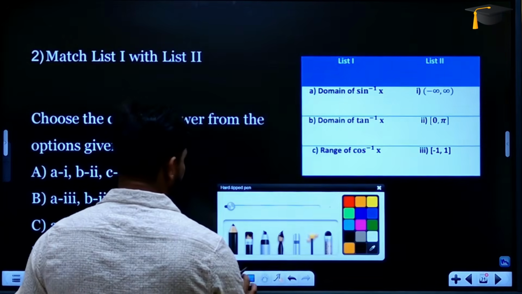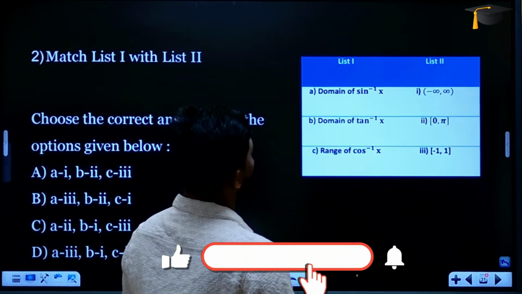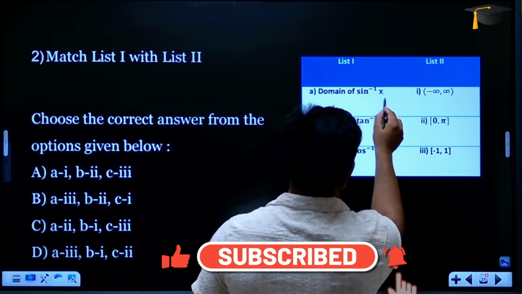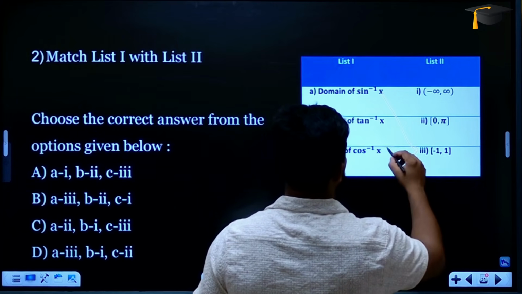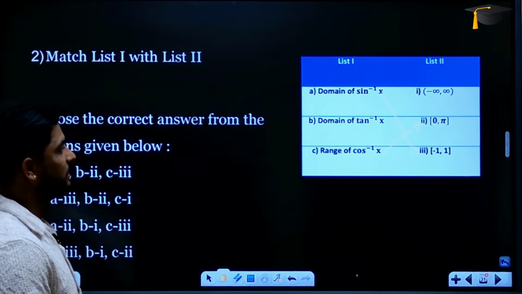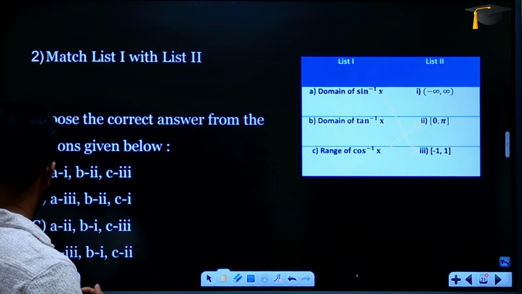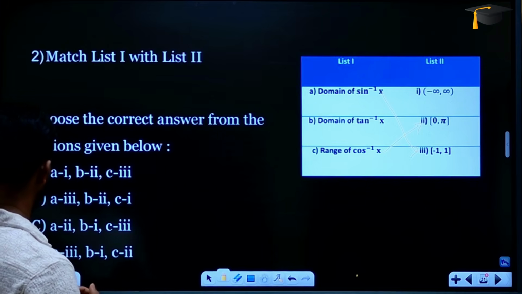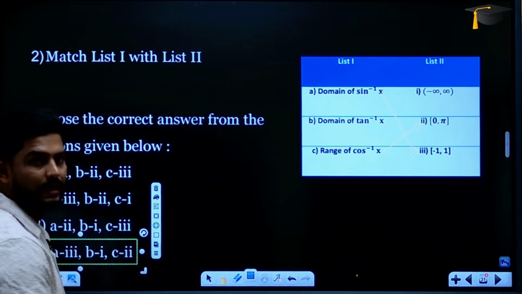Okay, next. The domain of sin inverse x is nothing but -1 to 1, right? Next, the range of cos inverse x is this. Next, the domain of tan inverse x is -infinity to plus infinity. So what is the answer? A3, B1. Yeah, option D, right? Option D is the right answer.